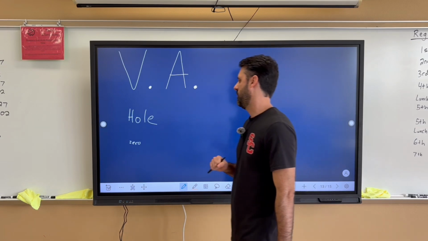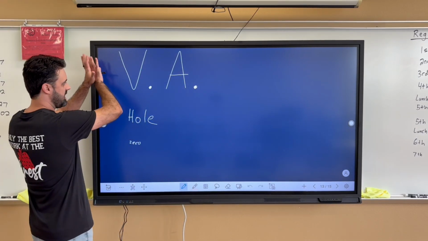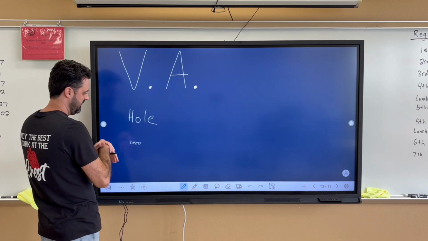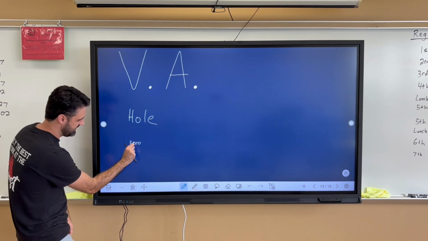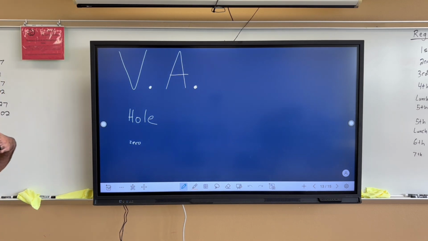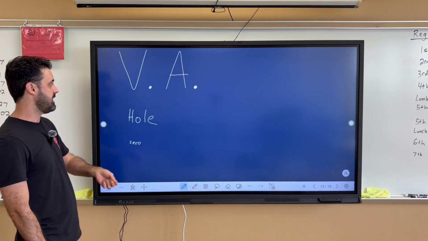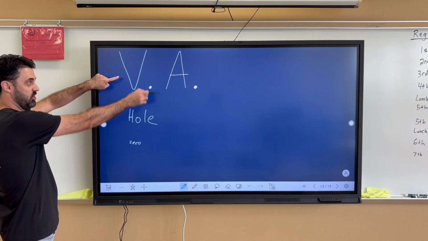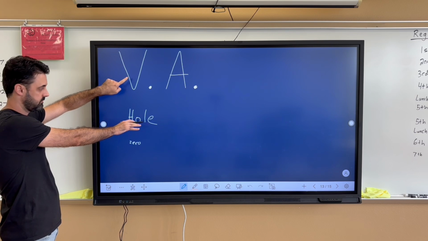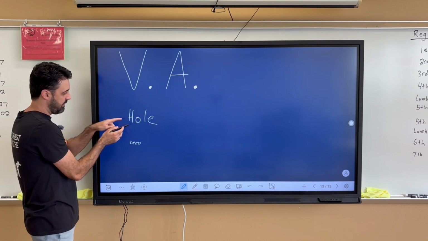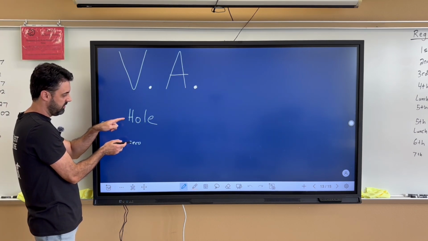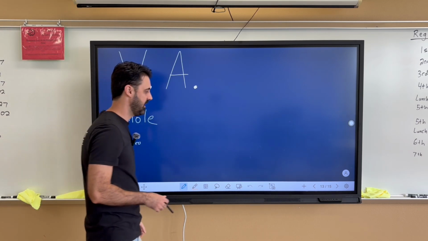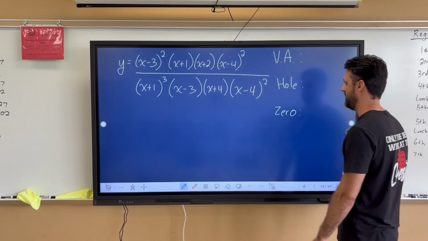Now, I want you guys on your paper to write just VA. It should be really large. And then below that, normal size, you're going to write the word hole. And then at the bottom, tiny, you're going to write 0. So here's what this tells us. If in an equation, it looks like there's a vertical asymptote and a hole at the same point, it's just going to be a vertical asymptote, not a hole. Or if it looks like the graph has both a hole and a 0 at the same point, it's actually just going to have a hole, not a 0. All right, so let's see what that looks like in a question.